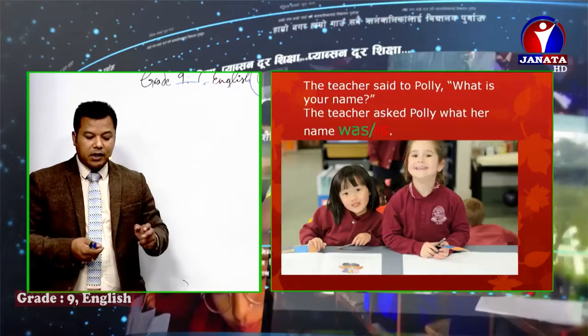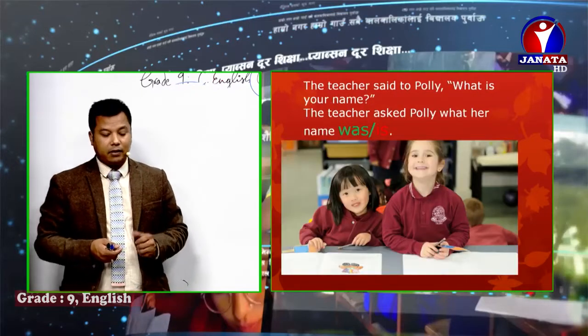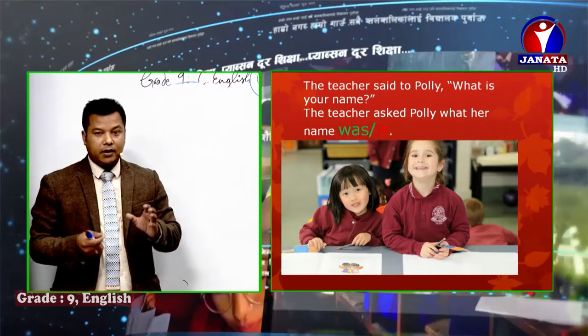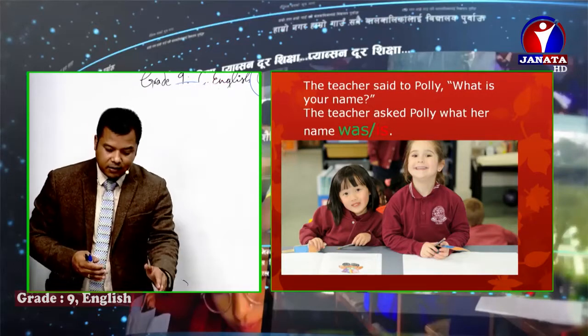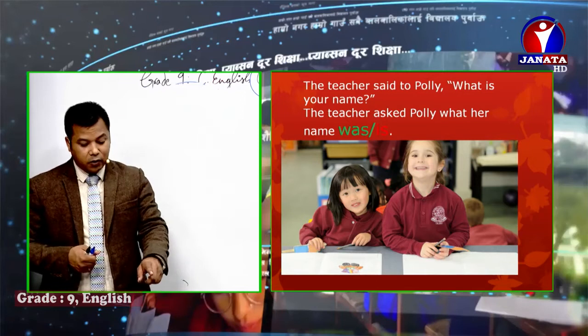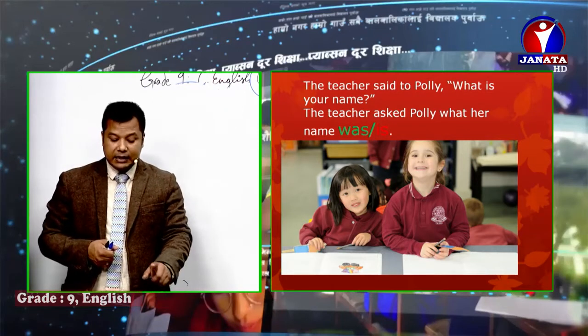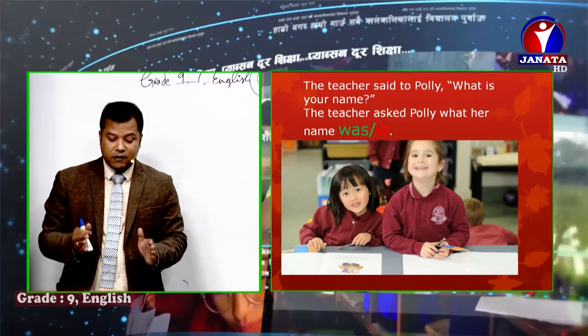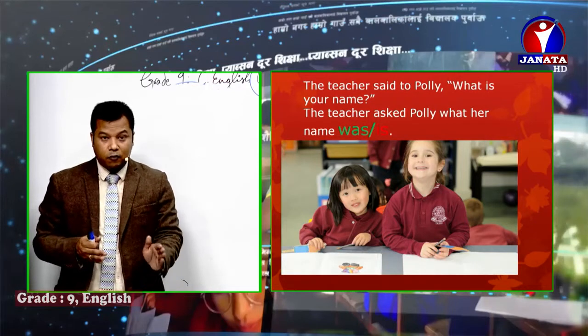One more example, the teacher said to Polly, what is your name? Now this example is very interesting because there is a controversy. And I have highlighted the controversy, using was in green and is in red. Is may not be so much visible to you, but there is after the verb was.